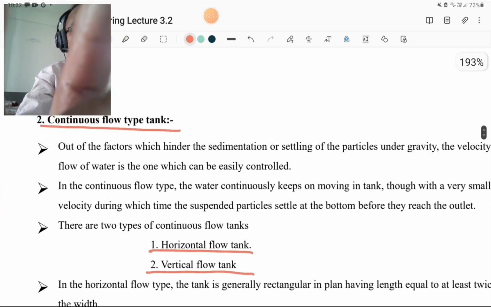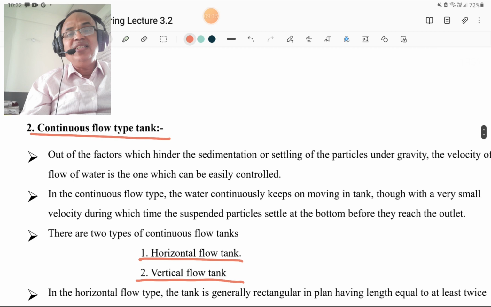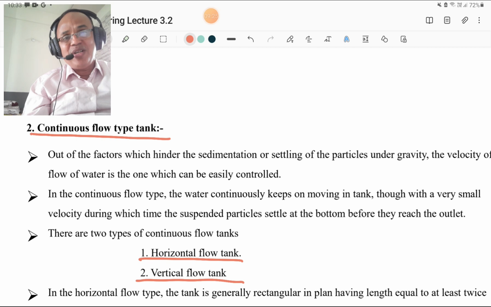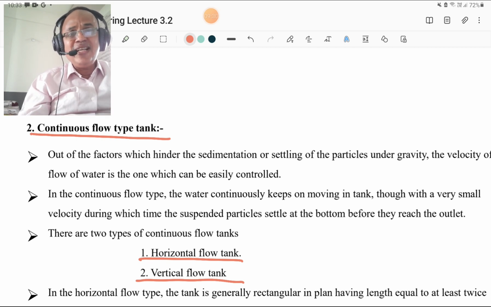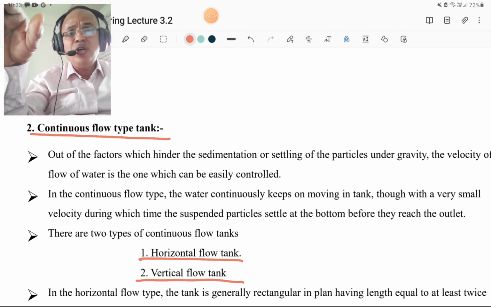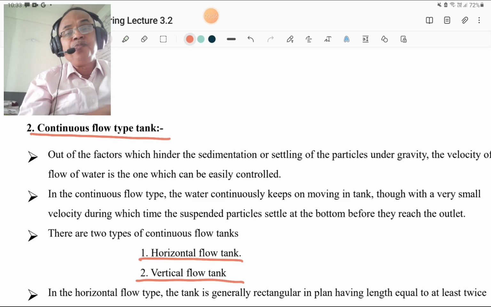Then the second type of sedimentation tank is the continuous flow type. The name itself indicates the flow is continuous. The water is not allowed to rest, but the flow of water is continuous. And there are two types of continuous flow tank. One is the horizontal flow and the second is the vertical flow.